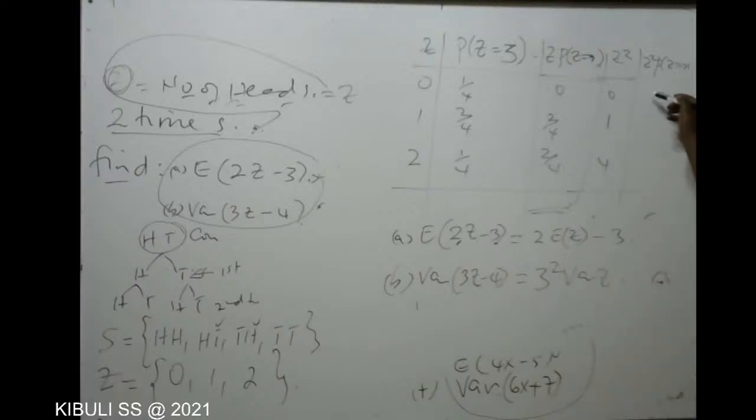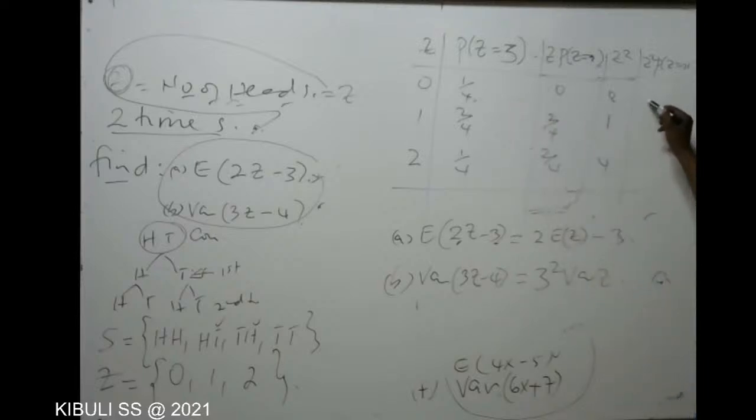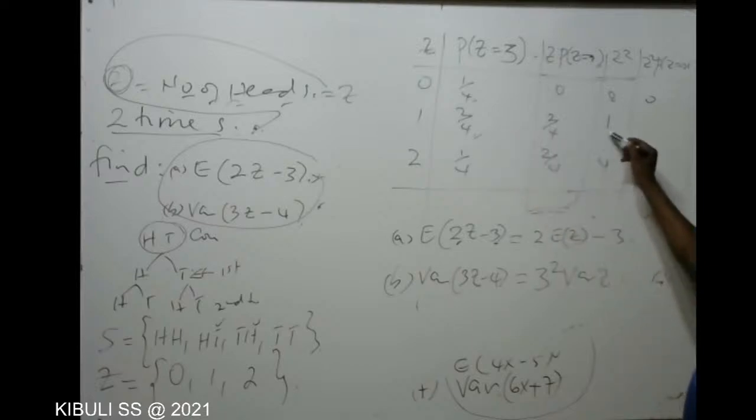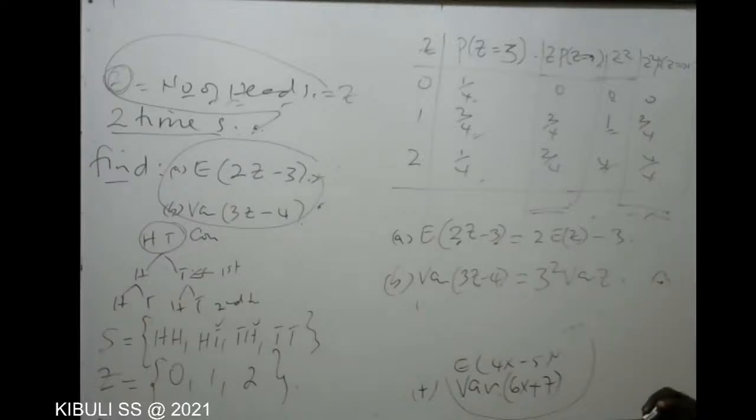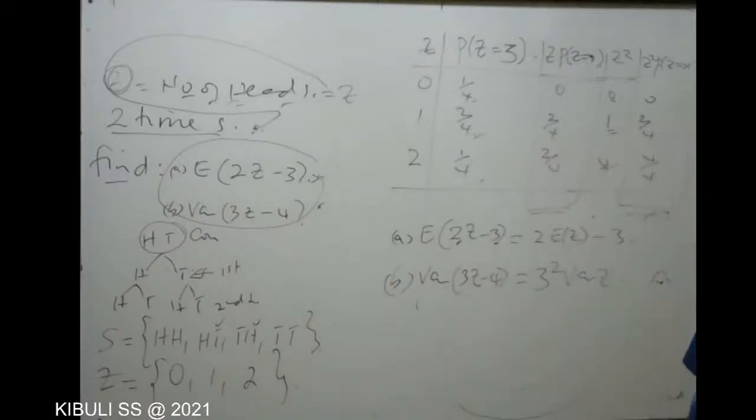So you work out this one times that one. That will give us here 0. This one times that one, that will give us 4 over 4. This one times that one, that will give us 4 over 4. So you add these ones here. So after you have done that, I hope I'm not too fast on that.